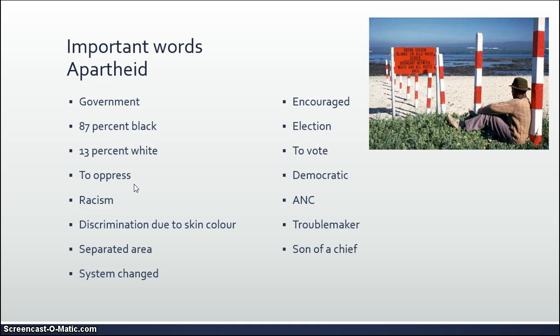We can see that in the picture. We have a black man sitting on the beach, and the beach is divided in two sections. A section for white people where black people were not allowed to go.